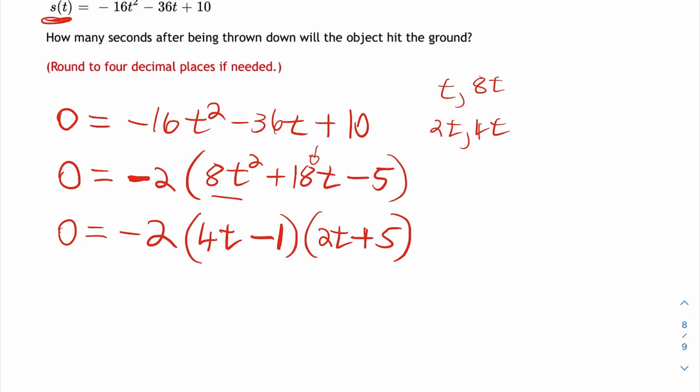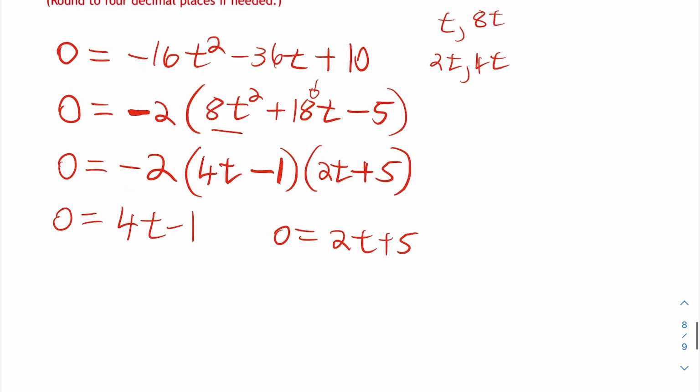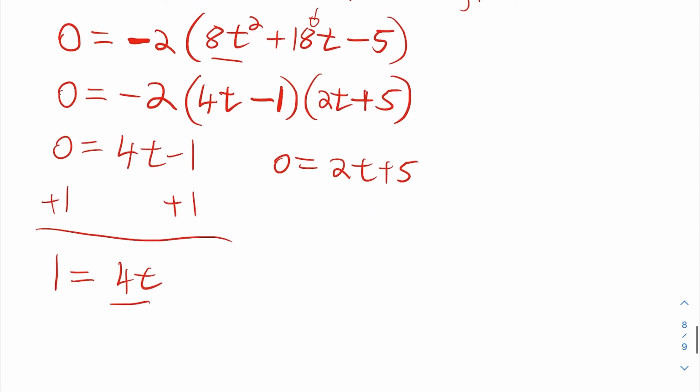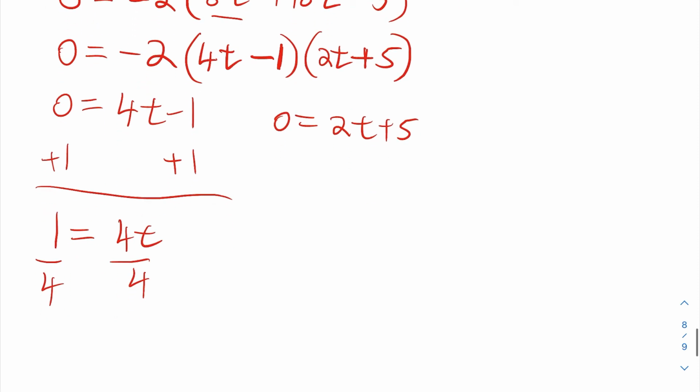Now, all I have to do is set each of the factors that has a variable equal to 0. Negative 2 is just negative 2. It doesn't have a variable in it, so it's not one of the factors that I need to let equal 0. 4t minus 1, however, does have the variable t in it, so I set that equal to 0. And 2t plus 5 also has the variable t in it, so I set that equal to 0. Solving that first equation, I can add 1 to both sides, and I get that 1 is equal to 4t. Then I divide both sides by 4, and I get that the value of t is 1 over 4.